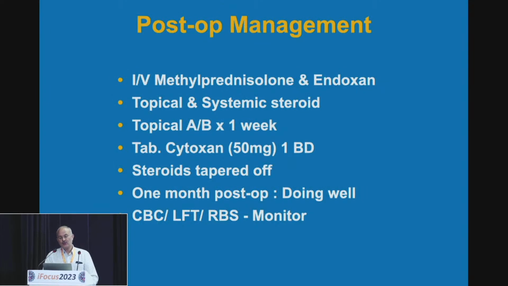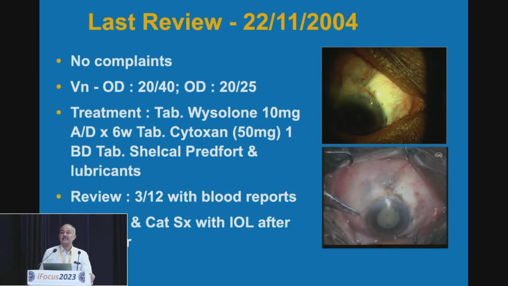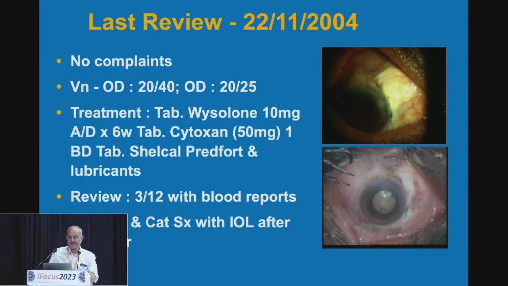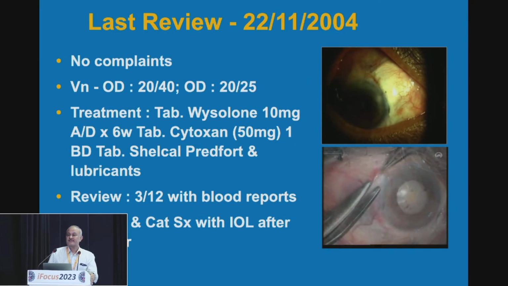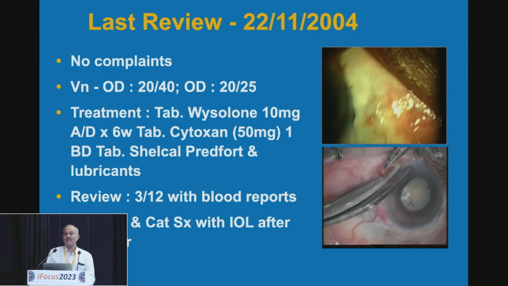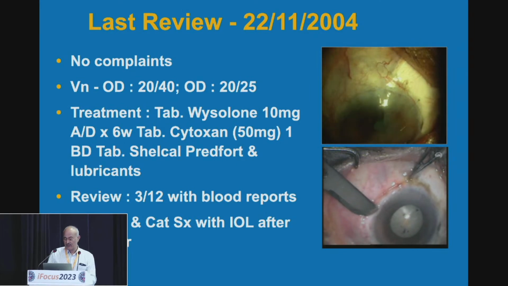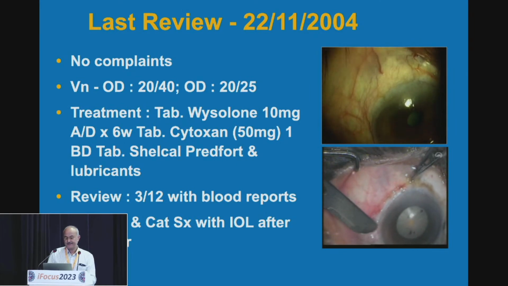This patient continued on systemic cytoxan for almost a year, and further he underwent a cataract surgery in that eye and achieved a vision of 20/25. So when you see such a severe complication, it does not mean that that's the end of the world. And if you manage them properly, hopefully you will be able to restore good vision.